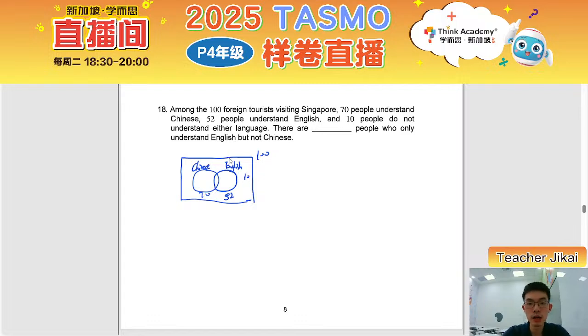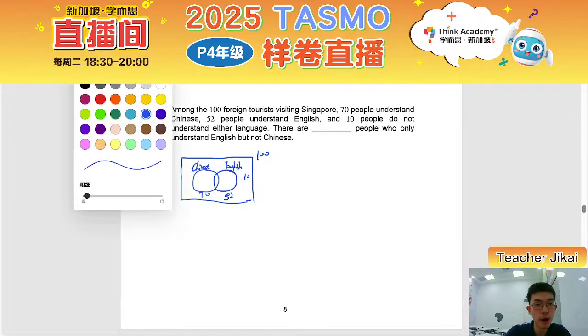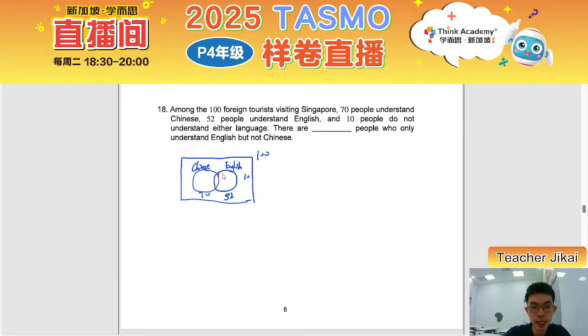So here, in order to get who only understand English but not Chinese, which part is it in our diagram? Yes, this moon shape, right? This moon shape should be what we want to know. So we know the total is 52, and we want the moon shape. We need to get the leaf shape here, right? We need to know who knows both. How many people know both languages? And we use 52 minus it, right? So based on it, can we get how many people can speak both languages? Yes, we can.